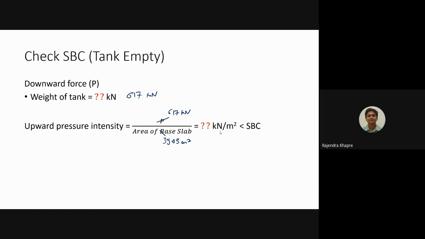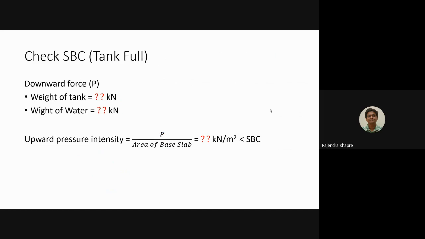बहुत कम आएगा, because it is only for the self weight. Sorry, 15 point. This is kilonewton per meter square. This is less than 100, because in the problem itself it is given the SBC of the soil should be taken as 100 kilonewtons per meter square. Okay, so as far as tank empty is there, we are safe. Your SBC is much higher and upward pressure intensity is much lower.